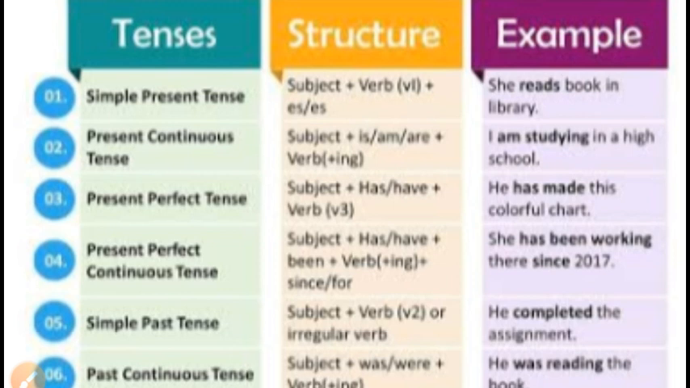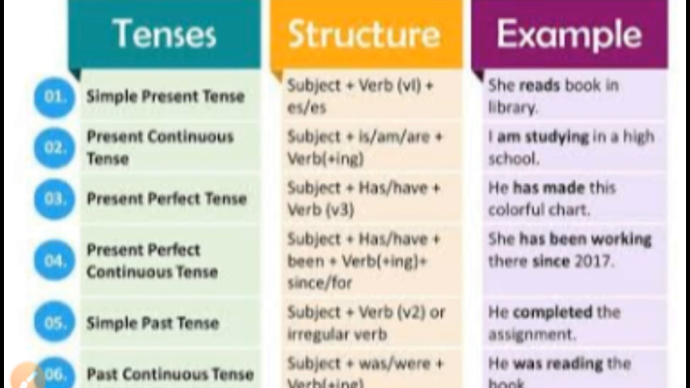Number 1 is simple present tense. If we go by the structure or the rule, it is subject plus first form of the verb plus s or es. Example, she reads book in library. Present continuous tense. It consists of subject plus is, am, are plus ing form of the verb. Example, I am studying in a high school.